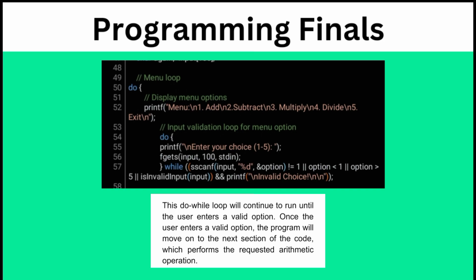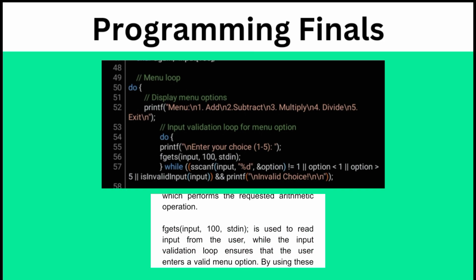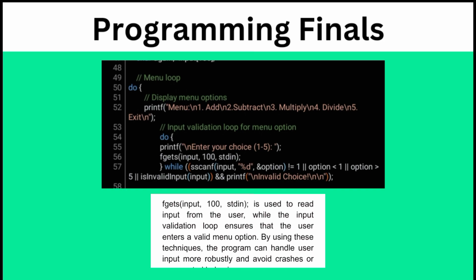Once the user enters a valid option, the program will move on to the next section of the code, which performs the requested arithmetic operations. Here, fgets(input, 100, stdin) is used to read input from the user, while the input validation loop ensures that the user enters a valid menu option.